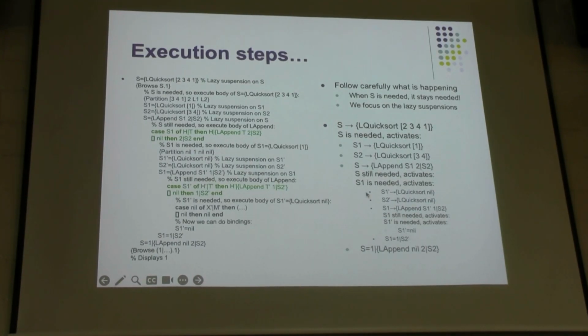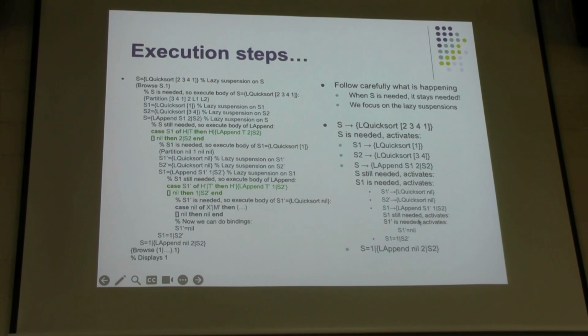And finally, that is nil. S1 prime is nil. Finally, we get to something. So we know S1 is 1 bar S2 prime, okay, because of this. And therefore, we know that it's 1 bar. S1 prime is nil here.